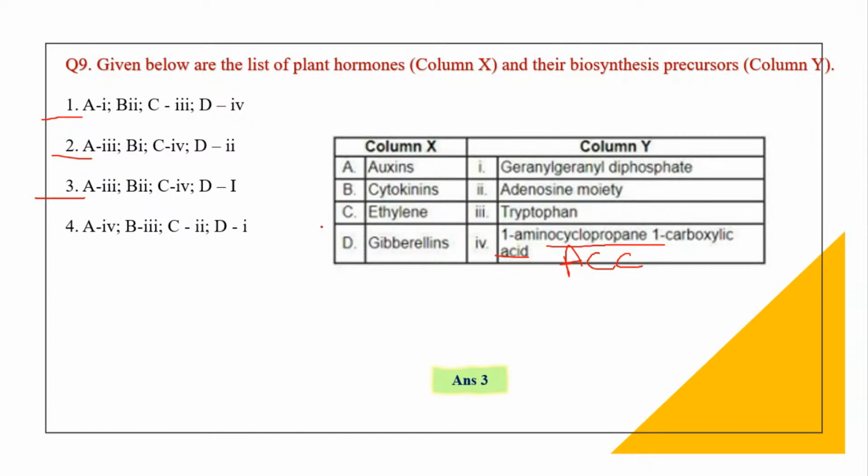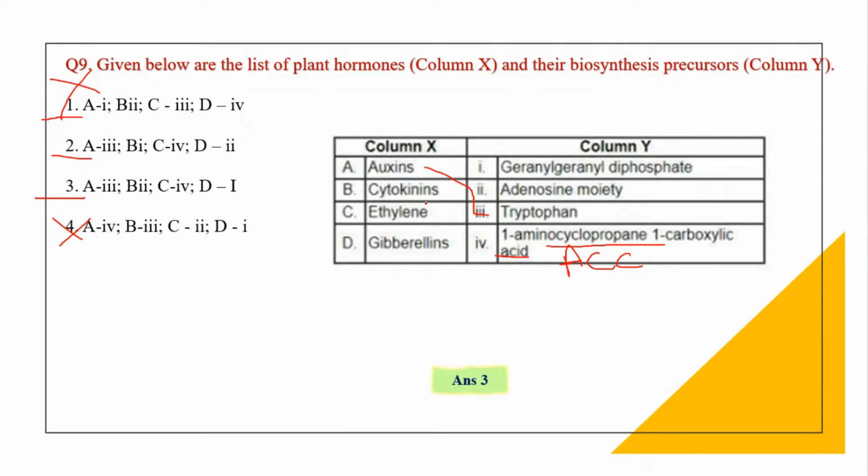But ACC is considered to be the immediate precursor of ethylene because they catalyze several processes, ACC synthase. So auxin, you can say it is tryptophan, right? You can say it blindly. So option 1 and option 4 you can easily eliminate. So there is no point of saying option 1 and option 4. Now what is remaining? 2 and 3.